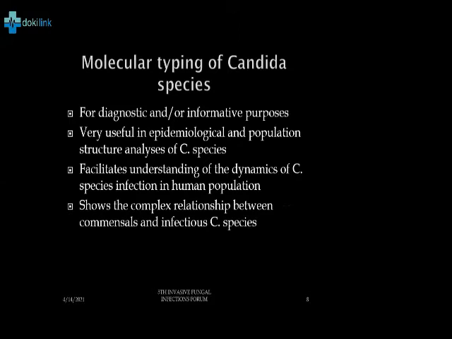The molecular typing of Candida species can be for diagnostic purposes or for informative purposes. It is very useful in epidemiological and population structure analysis of Candida species. It facilitates the understanding of the dynamics of Candida species infection in the human population and shows the complex relationship between commensals and infectious Candida species.